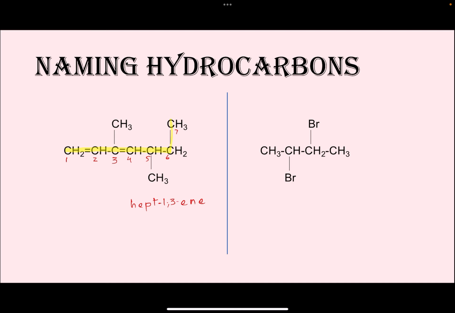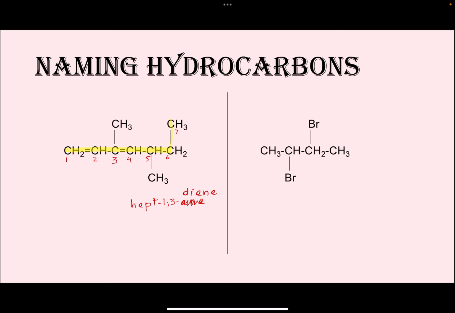So we are saying it's hept 1, 3 ene. Now our name indicates that we have 2 double bonds, but to name this correctly, instead of just saying ene, and to reiterate that we have 2 double bonds, we are going to say diene. First we mention 1, 3 to indicate the location of the 2 double bonds, and second we end that with diene to indicate that we have 2 double bonds. Okay, so this was your parent chain.